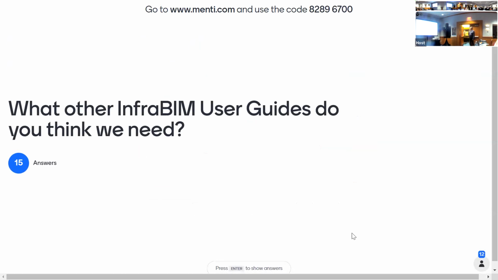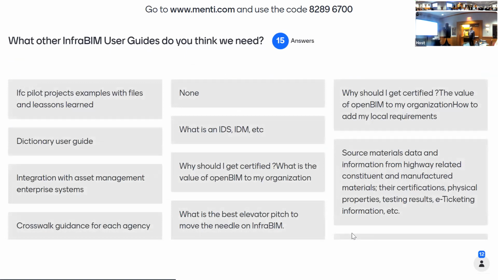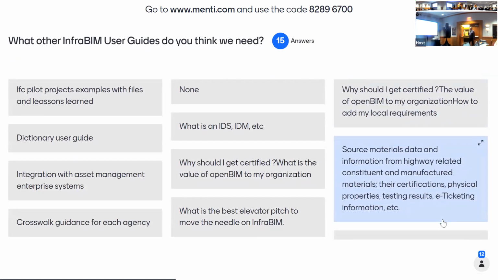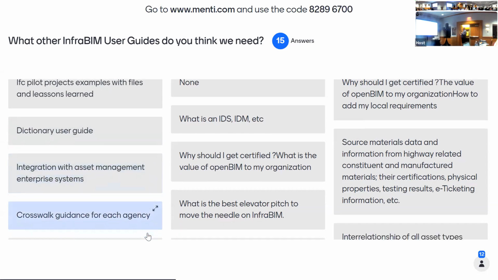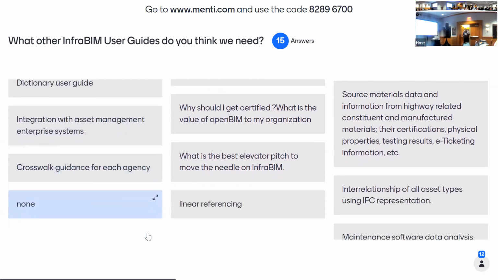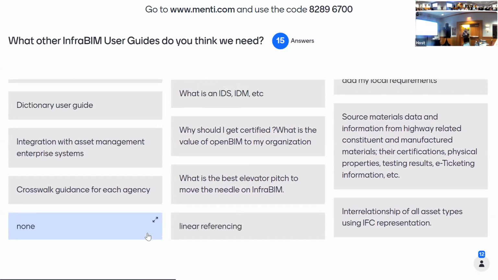Okay. Other BIM guys. 15 answers. Right, well, the first one is covered in that idea of exemplar projects. A dictionary user guide, yes, that's already on the list. Integration with asset management enterprise systems. That's part of the asset operations handover framework project. And I presume that there are lots of enterprise systems that are used that need to be supported, but they're almost on a case-by-case basis.